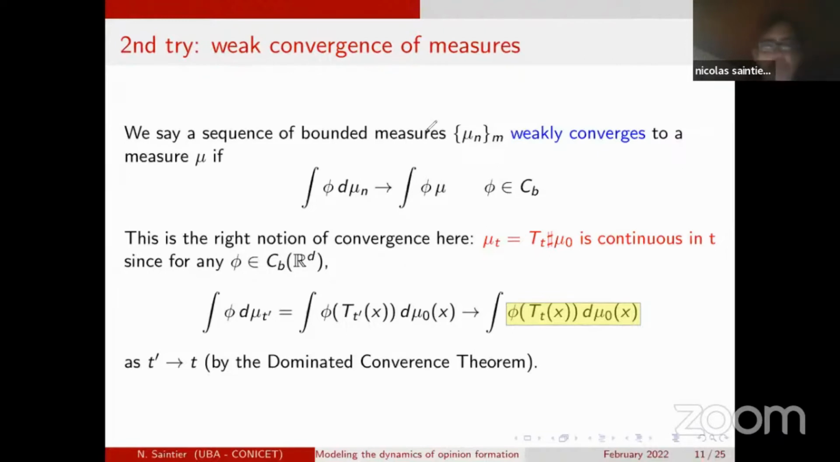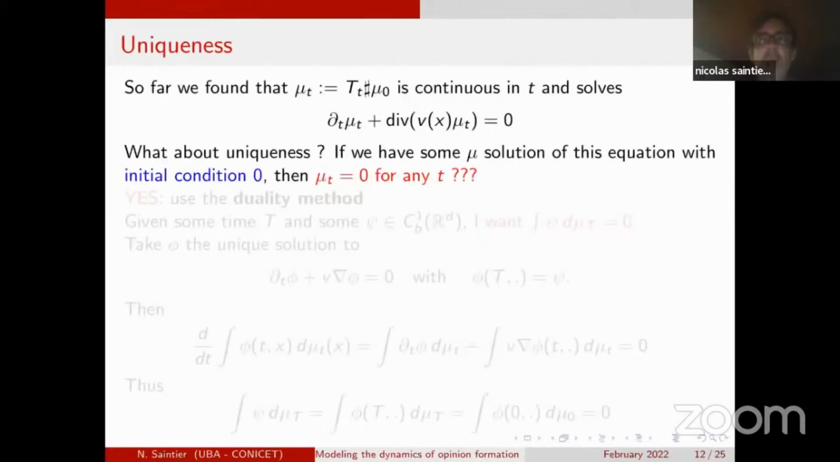So that's good because up to now, what do we have so far? So far we have a solution for any initial condition, and we know the solution is continuous in time for the weak convergence. And I will always assume that I use weak convergence for probability measures as a topology. So maybe I will need something more, which is uniqueness. So let's look at uniqueness.